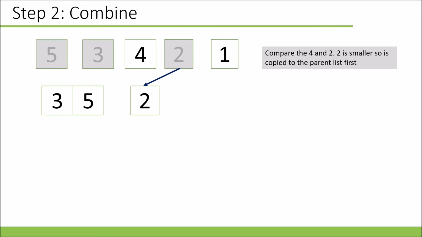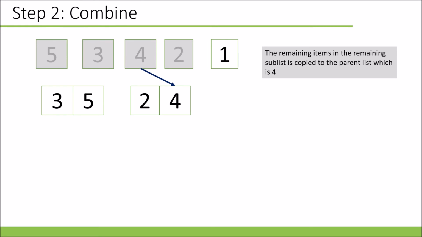Next, we compare the lists containing the 4 and the 2, and because the 2 is smaller, that gets copied to the new parent list first. And we're going to leave the remaining sublist with a single element in for the moment, and now combine our two new lists, each of which have 2 items in.